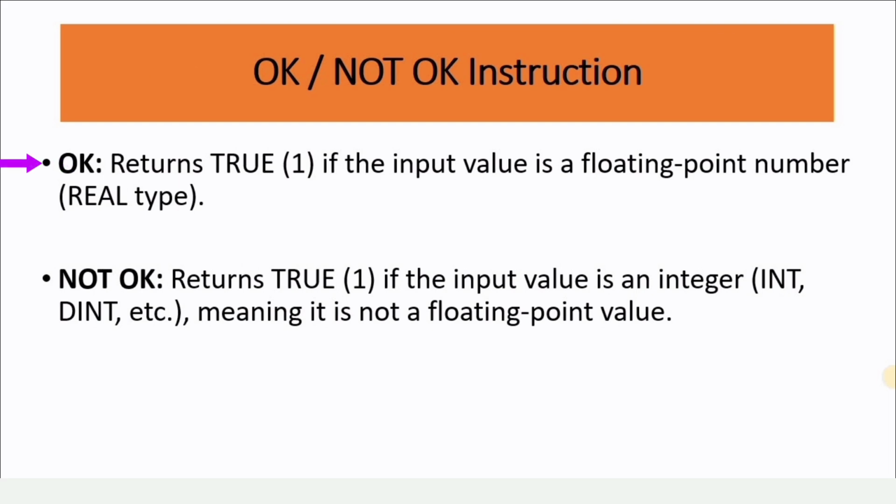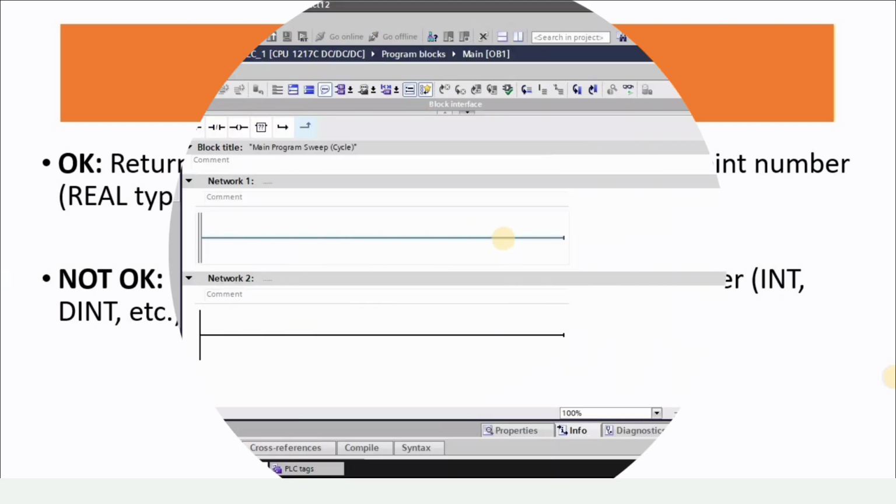The OK instruction basically verifies if the number is a floating point or not. For example, if the number is floating point, then it will return high in the output. And not OK instruction checks if the number is an integer or not. If the number is an integer, then it will return high in the output, otherwise it will return low in the output. Now let's see how we can use them in the TIA Portal software.